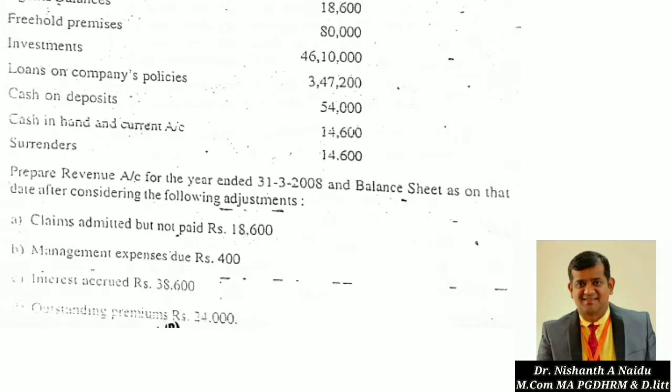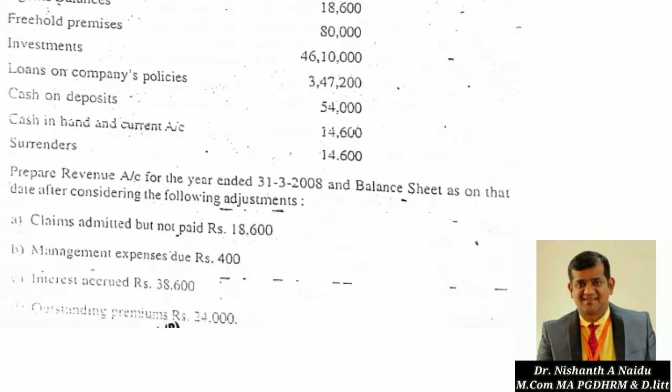So next we have surrenders. Surrenders we always consider under schedule number 4. Correct. So that is under claims that we consider that. Okay. So now let us move towards the adjustment part.